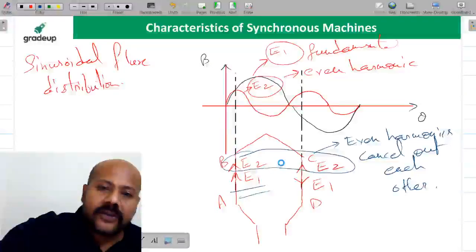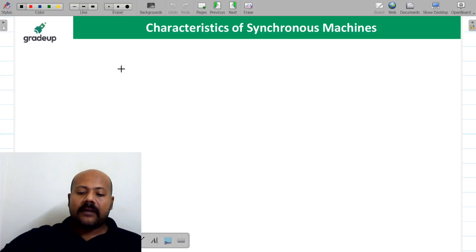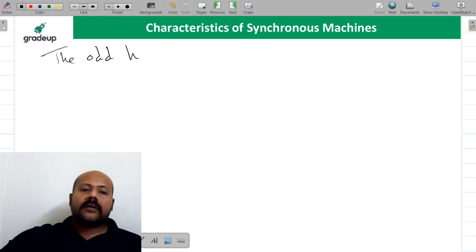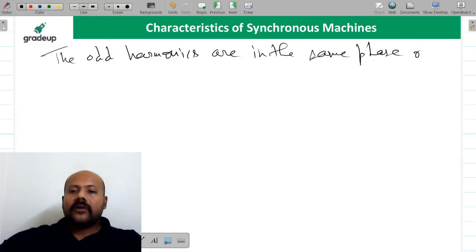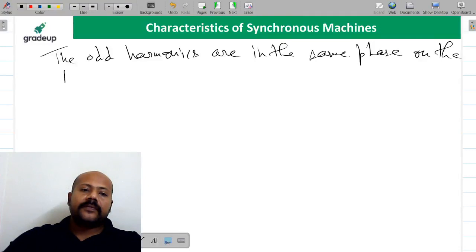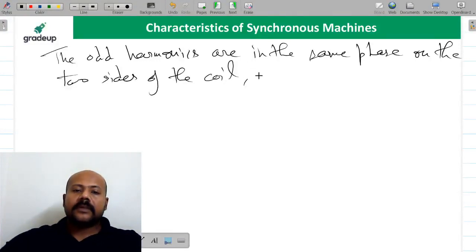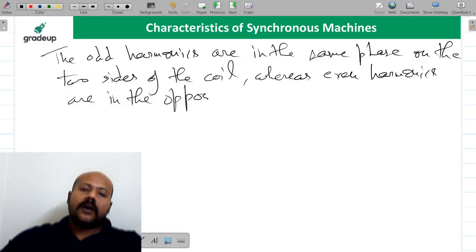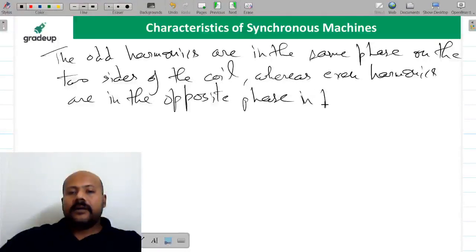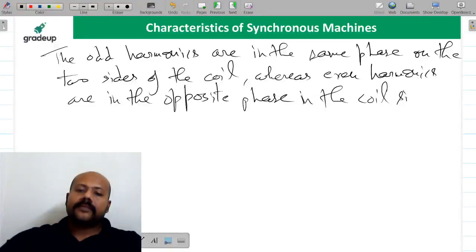Because of this analogy, we can write that the odd harmonics are in the same phase on the two sides of the coil, whereas even harmonics are in the opposite phase in the two coil sides, cancelling each other.